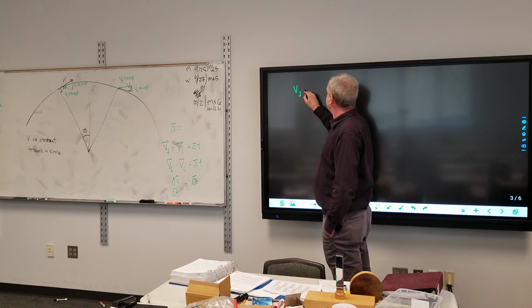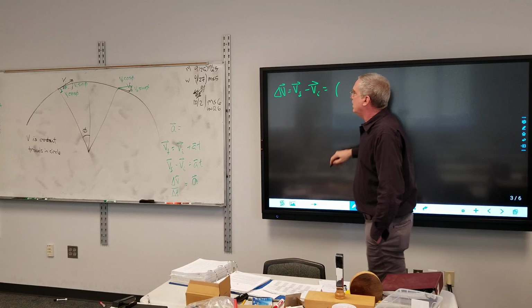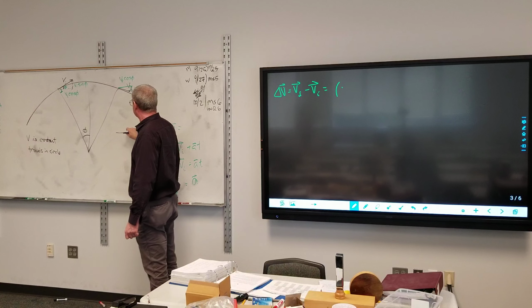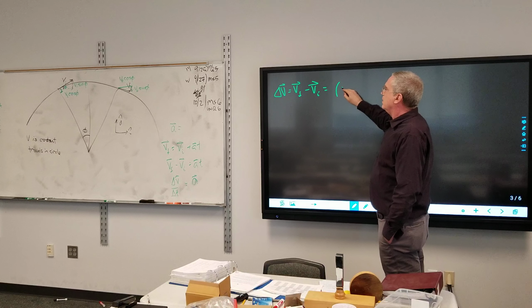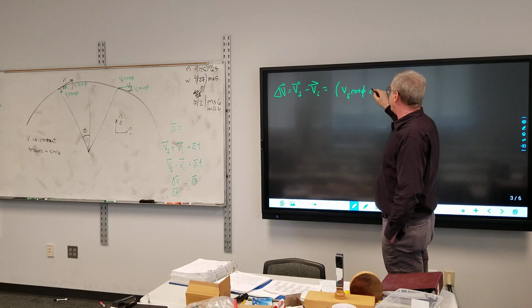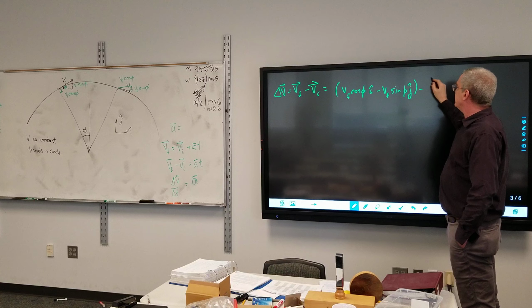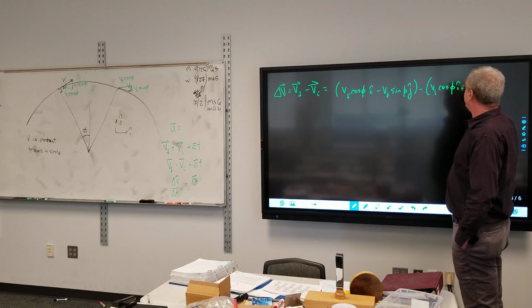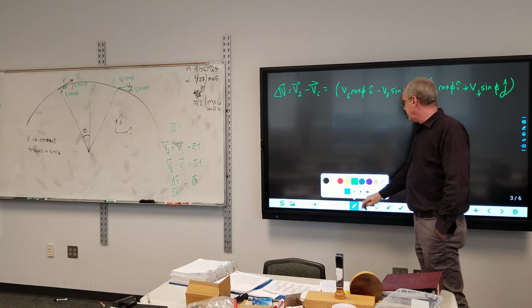All right, so VF minus VI, that's my change in velocity, is equal to VF cosine phi i hat, minus VF sine phi j hat, minus VI cosine phi i hat plus VI sine phi j hat.